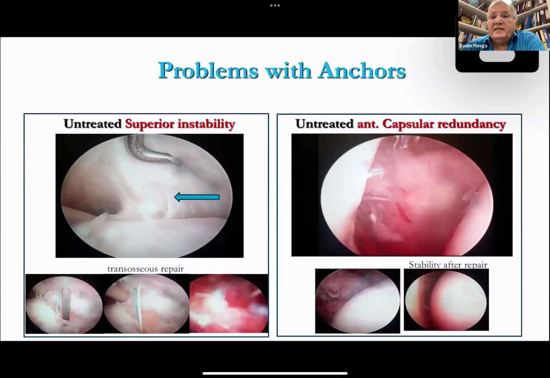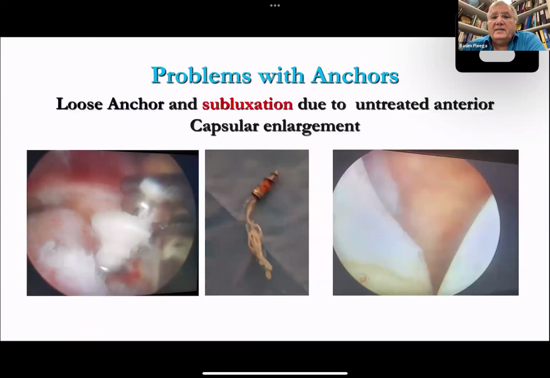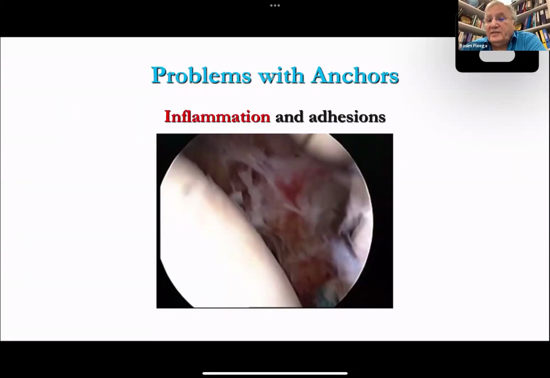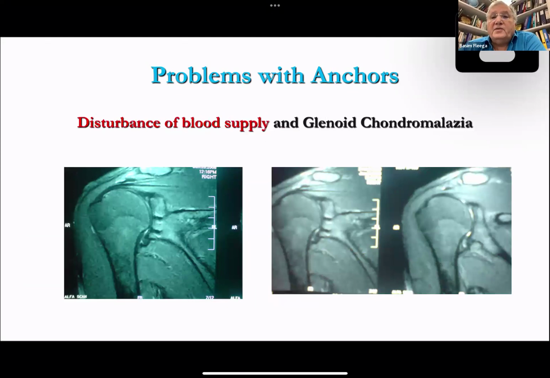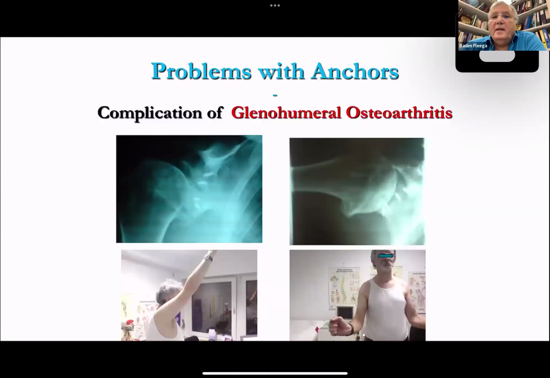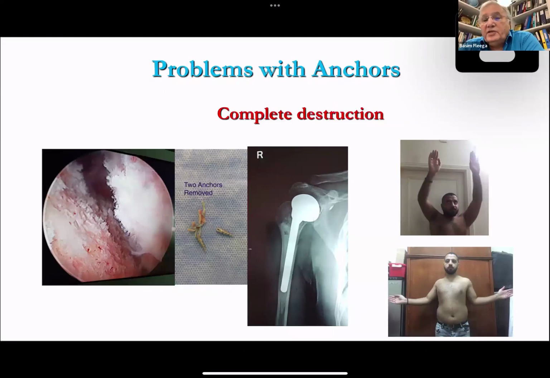The untreated superior instability or anterior capsular redundancy can give us problems with impingement symptoms and anterior subluxation symptoms, as well as subluxation can lead to also loosening of the anchors. Inflammation and adhesions can happen. Disturbance of blood supply can lead to chondromalacia of the glenoid. Complication of arthritis of the glenohumeral joint. And complete destruction can happen even in young patients, which can lead to a total shoulder replacement.